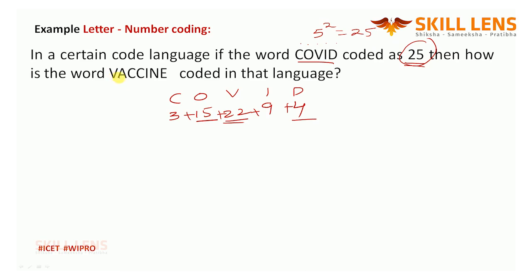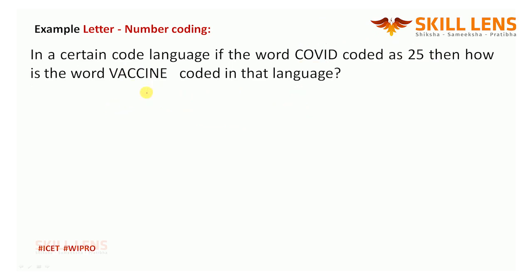Whatever may be the word, the point here is that COVID is coded as 25, so look at the number of letters. 1, 2, 3, 4, 5, 6 and 7. So 7. 7 square is what? 49. You can say your answer is going to be 49.